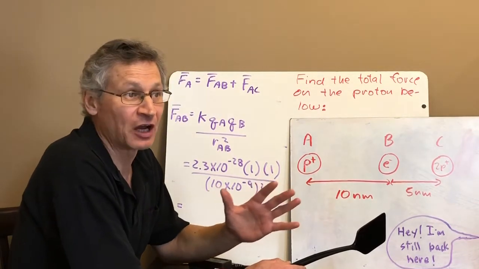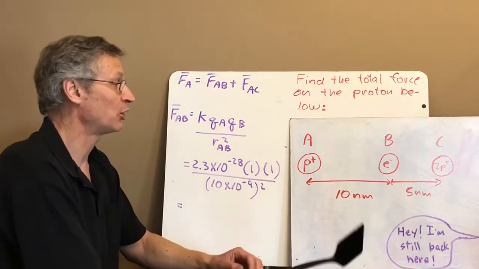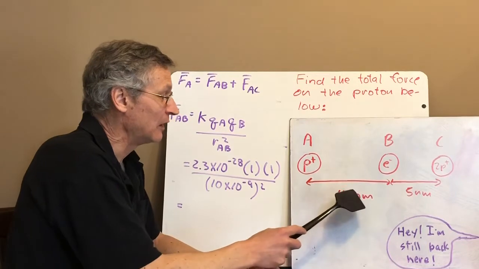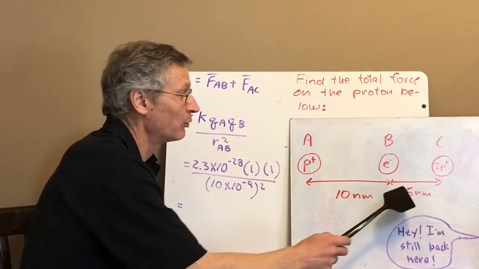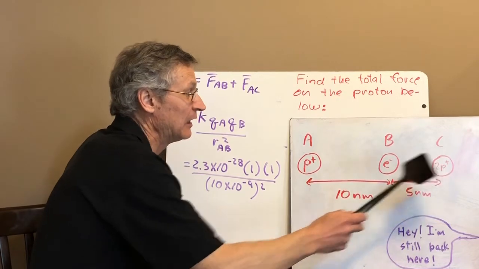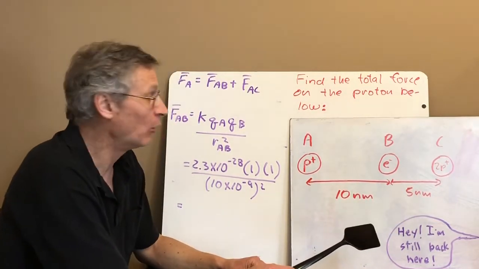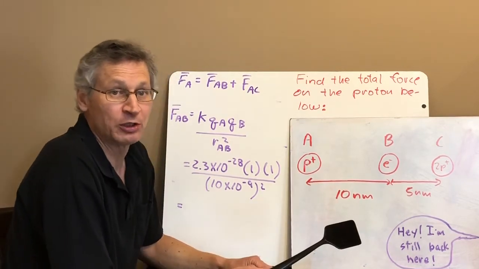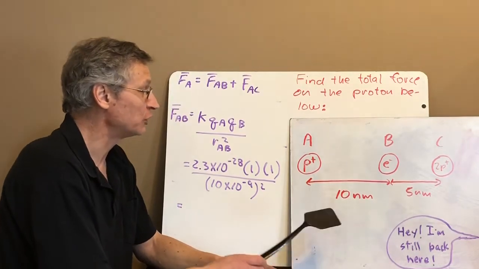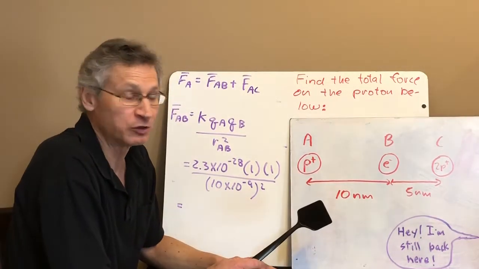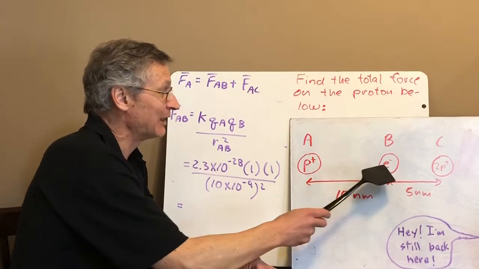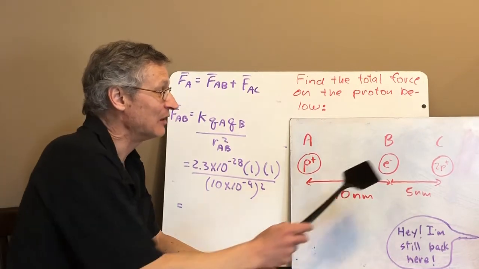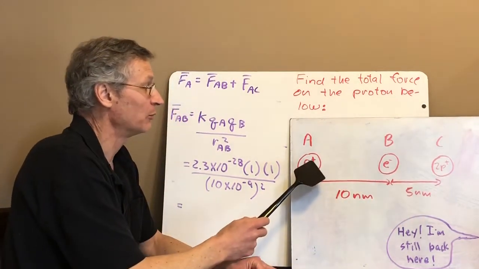So at this instant in time, probably in some particle accelerator somewhere, we have a proton and an electron 10 nanometers apart, and in very close proximity we have a helium nucleus. And of course what we want to find out is the total force on the proton. And I'm pretty sure you will agree with me that the total force on the proton is going to be equal to the force that the electron exerts on the proton plus the force that the helium nucleus exerts on the proton.